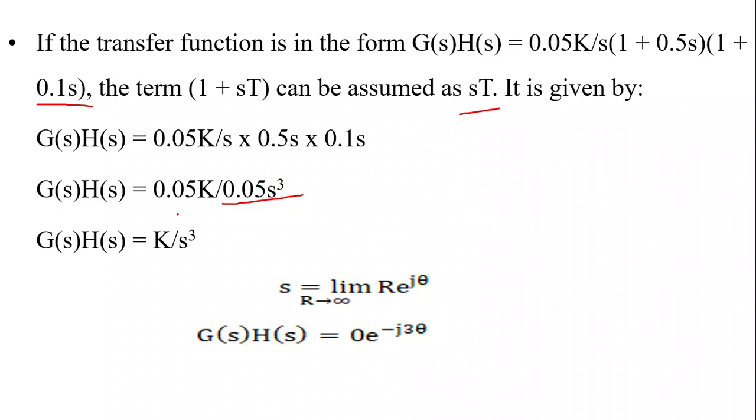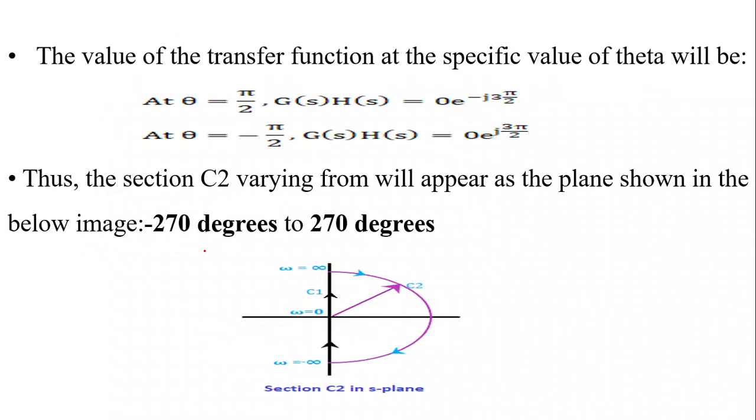After that, we have to cancel 0.05 in the numerator and 0.05 in the denominator. At last we get K divided by s cubed. After that, the value of the transfer function at the specific value of theta: at theta equal to 90 degrees we get e power minus j 3π/2. At theta equal to minus π/2 we get e power j 3π/2. So from this, section C2 will vary from minus 270 degrees to plus 270 degrees.